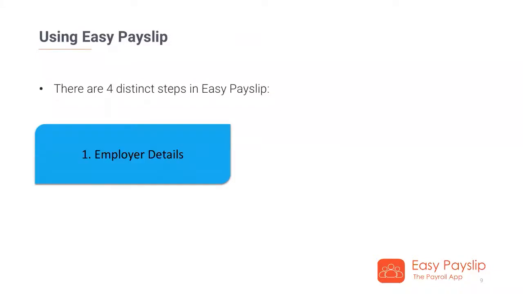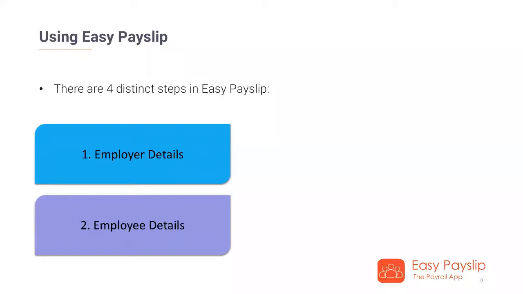So the first step is employer details. That's just a simple screen with information about your business, what your ABN is, what your name as the employer is, what the address is of the business. And that's basically all there is to employer details, and that is step 1.